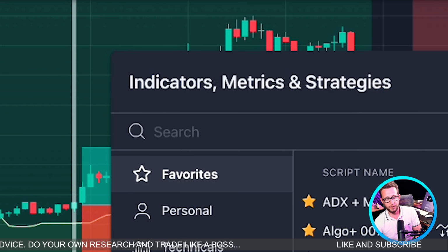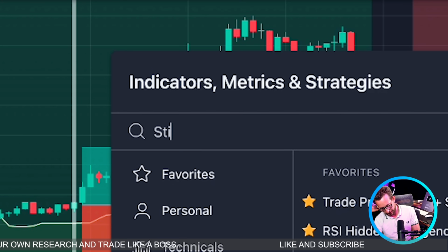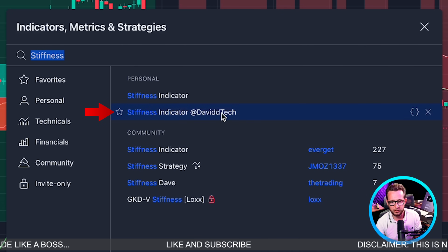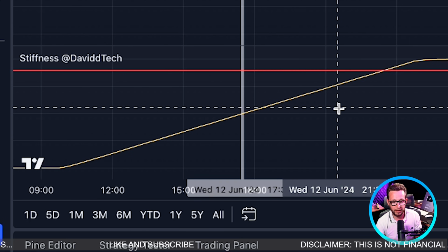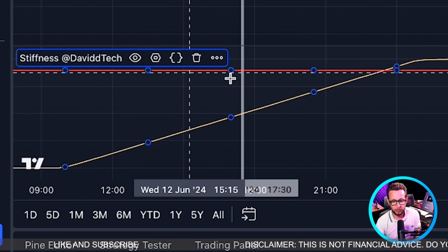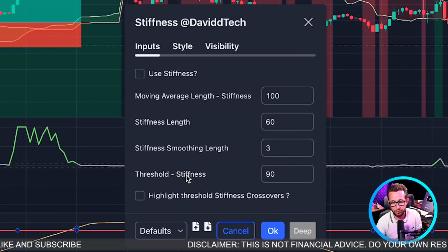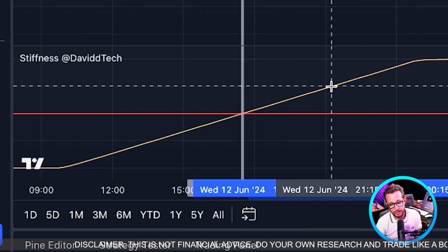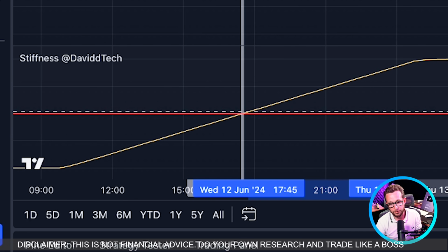Let's add another indicator, one of my favorites as well, the Stiffness index indicator here by DavidTech, this one just here. This is going to help us to get even better entries. So we're going to go over to the cog here and we're going to go over to the threshold and we're going to set it to 50. The stiffness index is this yellow line here. Our red line is our threshold.